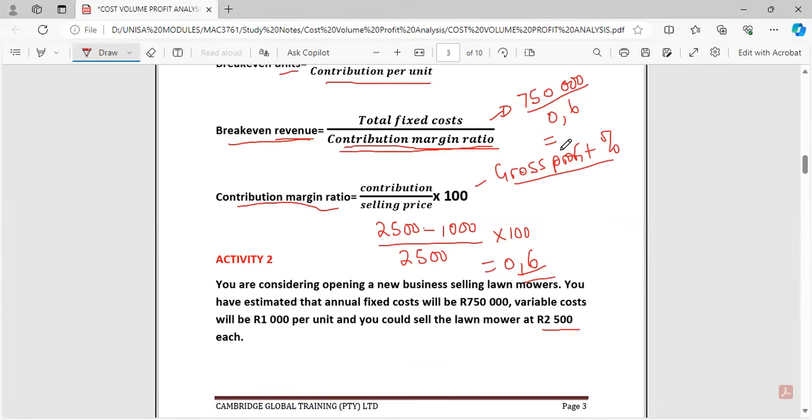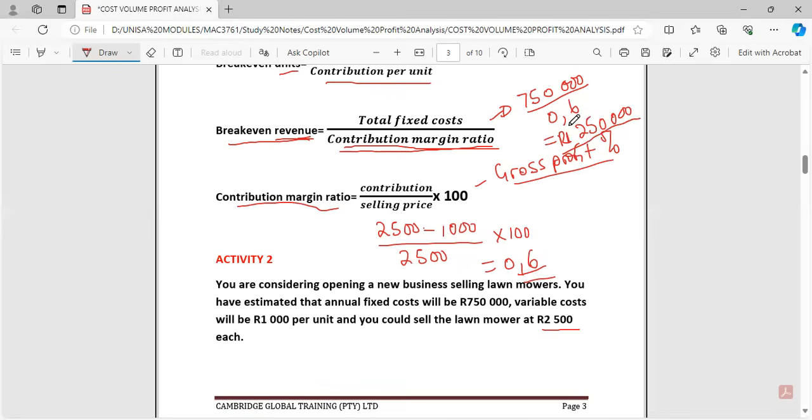So it's going to be 1,250,000. So which means it's going to be 1,250,000. Remember, if the question requires you to do the break-even revenue, that's when you use the contribution margin ratio. So you have to be careful with the question. Does the question require me to calculate?